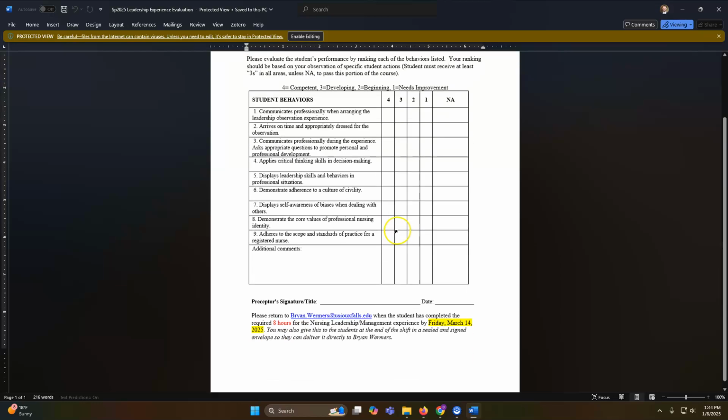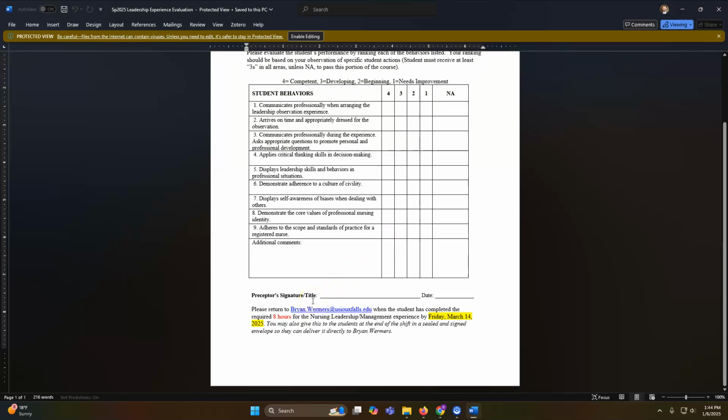That being said, your preceptor can either scan this and email it to me, send it via mail, which I've never had happen, or they can put this in an envelope, seal it, sign it, and send it with you to give to me.